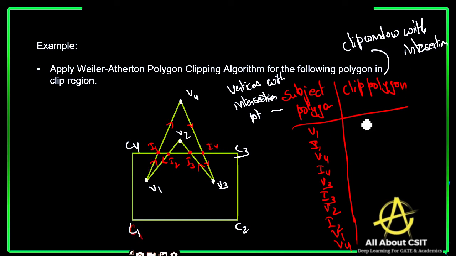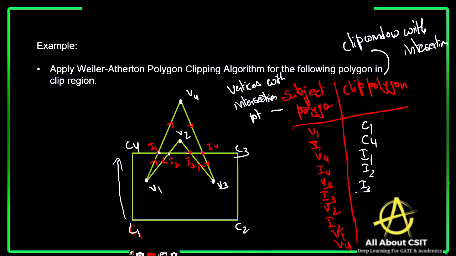The clip window starts with C1. C1, it goes like this. Let's take C1, C4. What's the first intersection point? I1. Next intersection point is I2, next I3, next I4. After I4, again C3, C3 to C2, and again back to C1.